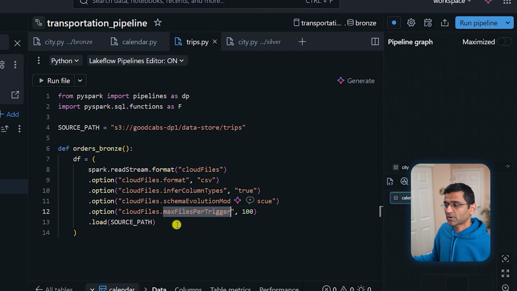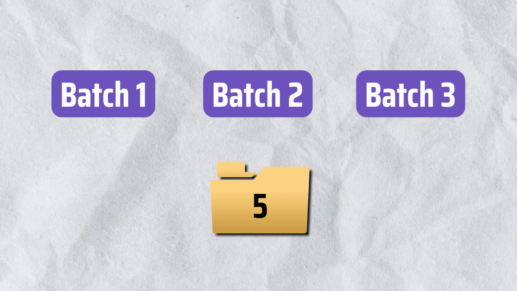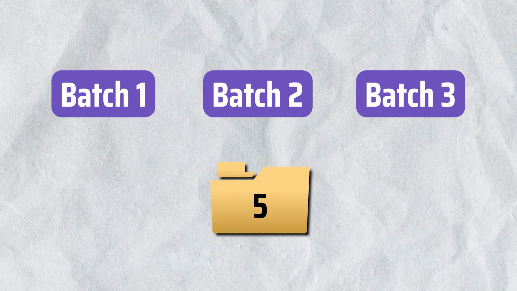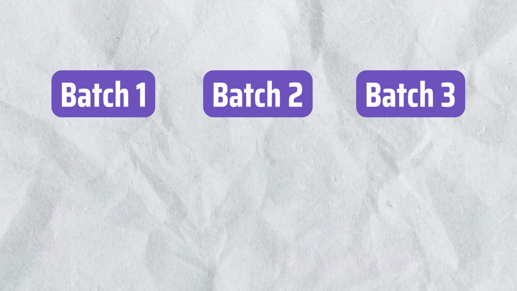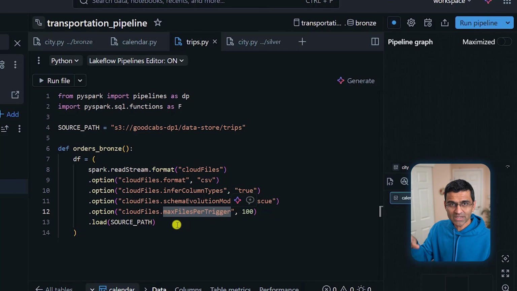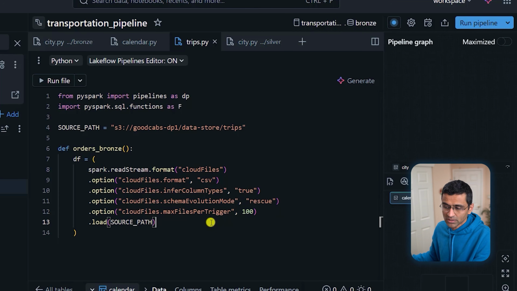And max files per trigger means when you drop new files, let's say if one file gets dropped, it will be processed. But if you drop 105 files, then 100 files get processed in one batch, like one trigger, and the remaining 5 files will be processed in the other batch. So this is stream processing, but underneath, per trigger, it will use this batch of files for doing the processing.